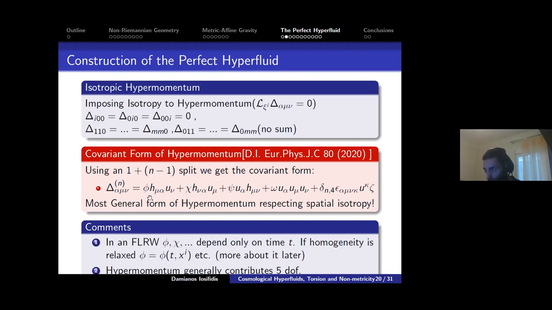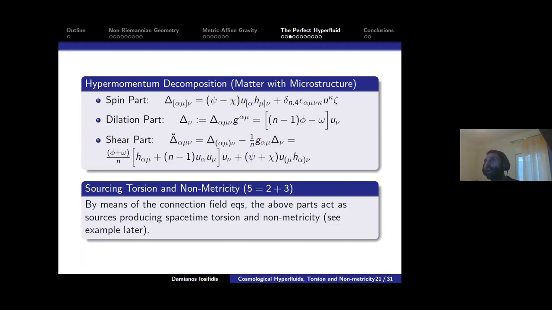So what we take from here is that hypermomentum in general contributes 5 degrees of freedom, these 5 functions. But as we've already discussed, hypermomentum can be decomposed into some physical parts. We have the spin part, which is the anti-symmetric part here. We have the dilation, which is the trace, and the shear, which is the symmetric traceless part. So as we see, these fields rearrange themselves to give one component of the spin part, and this is the other one. And here we have essentially one component for the dilation and 2 components for shear. So we now have these 5 degrees of freedom coming from hypermomentum, which will then act as sources that will produce torsion and non-metricity.